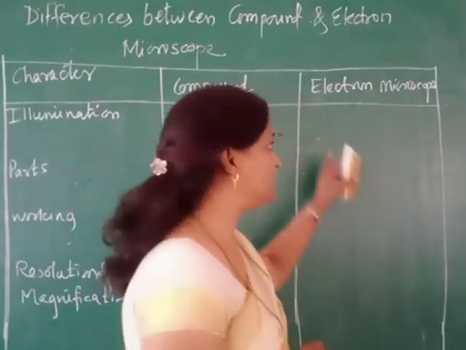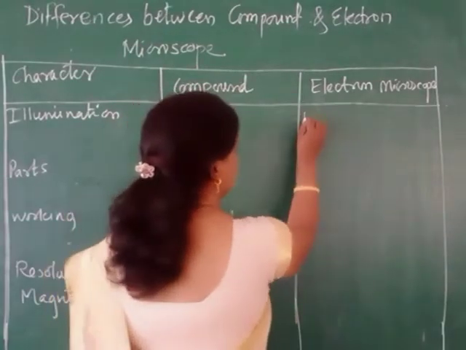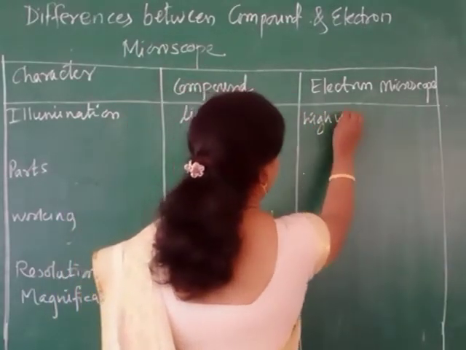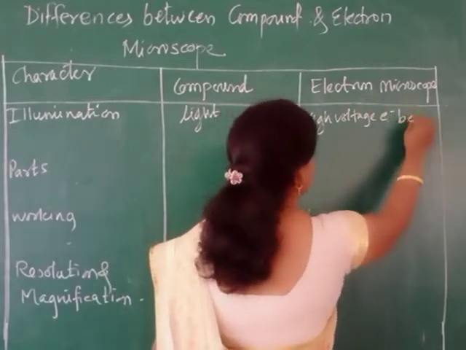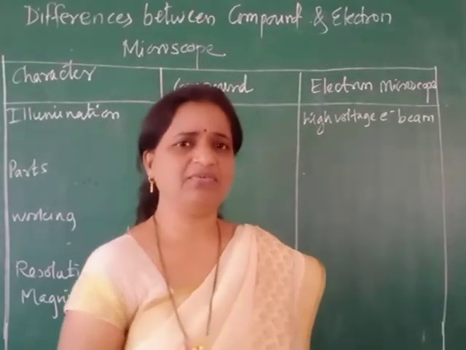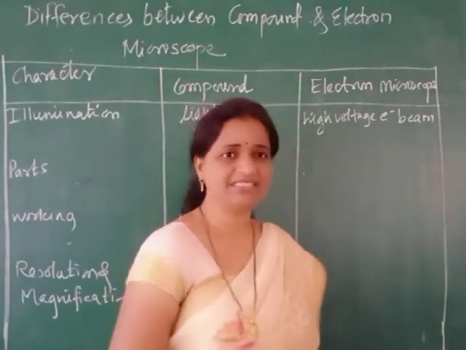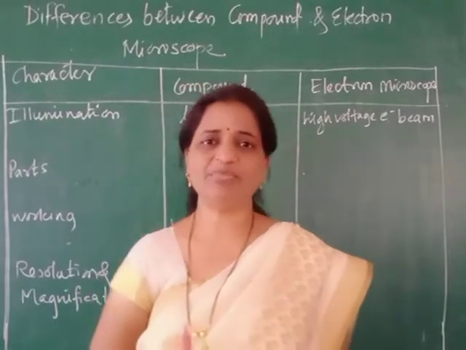And what is there in the electron microscope? In the electron microscope, illumination was done by a high voltage electron beam. A high voltage electron beam is required for the illumination. So that is the basic difference. Now, how was this electron beam obtained?